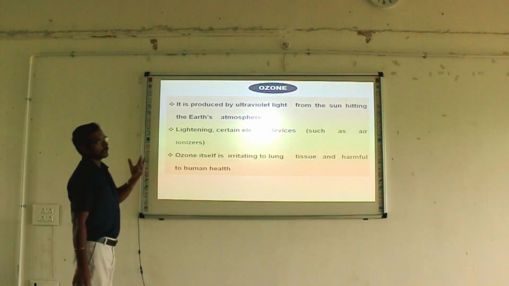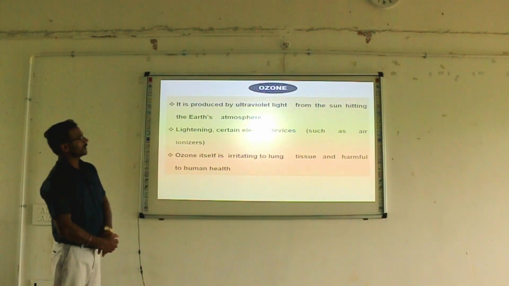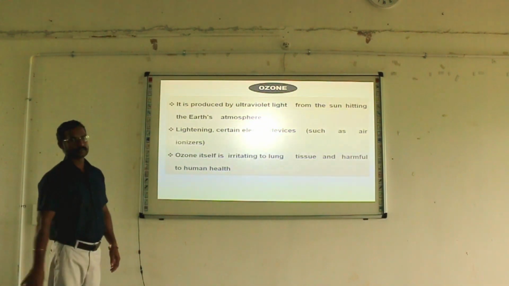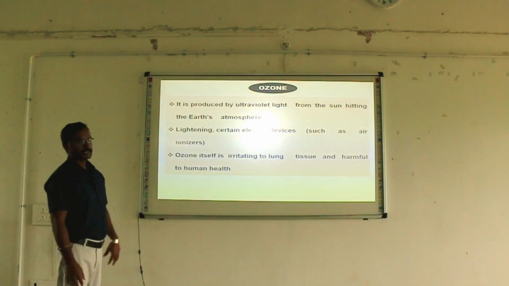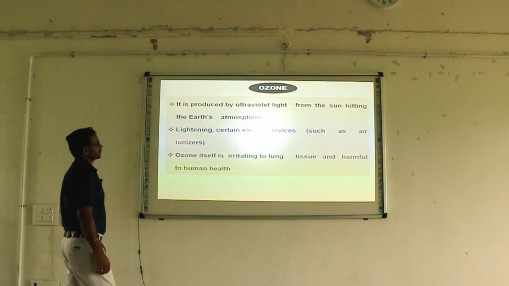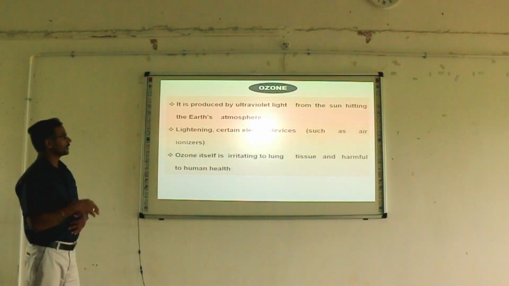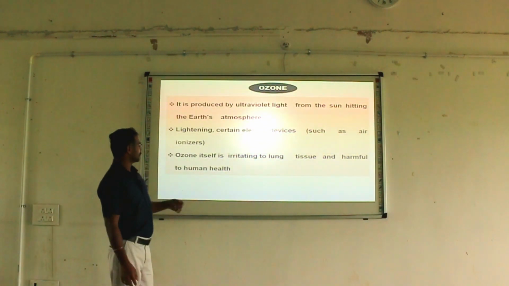Then another compound is ozone. This is produced by ultraviolet light hitting the earth's surface atmosphere, which will emit ozone. Light rays and certain electrical devices such as air ionizers will also emit ozone. Ozone itself irritates lung tissue and is harmful to human health.